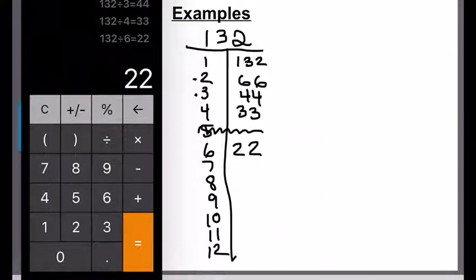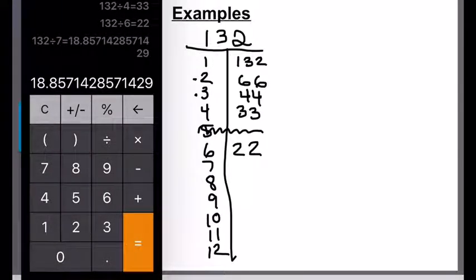I don't have a divisibility rule for 7, so I'm just going to check it in my calculator. 132 divided by 7 equals, oh my goodness, that is a long decimal. Remember, if you have a decimal, you have a remainder. If you have a remainder, it's not divisible. If it is not divisible by 7, then 7 is not a factor. So I am going to squiggle out 7.